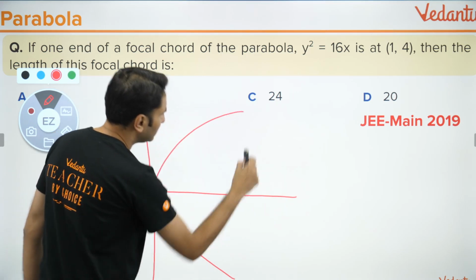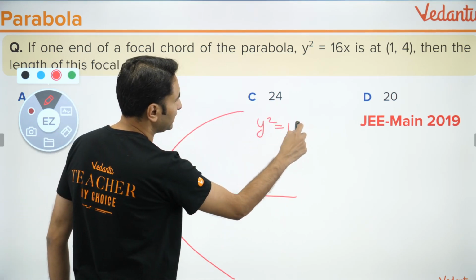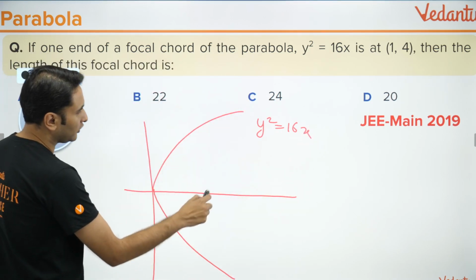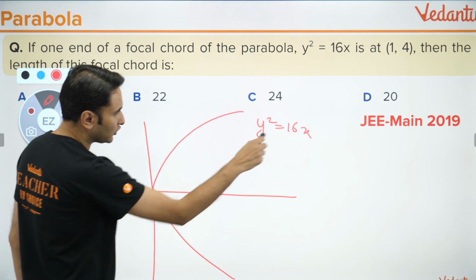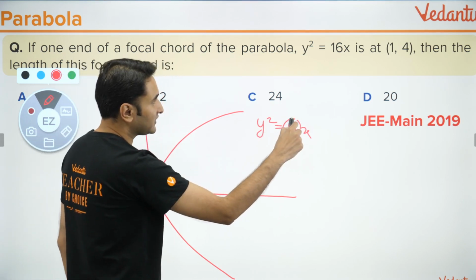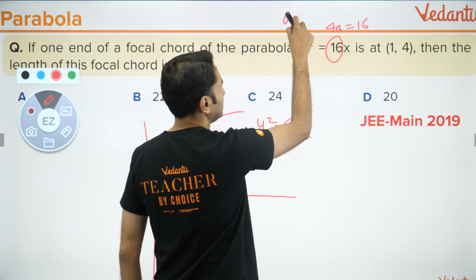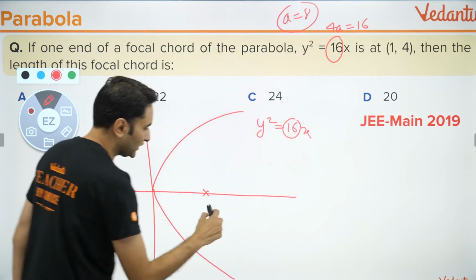तो क्या बोल रहा है? This is y square is equal to 16x. One point is (1,4). तो इसका फोकस कितना हो गया बच्चों? Focus is (a,0). a कितना हो गया? 4a is equal to 16, a is equal to 4. So the focus is (4,0).